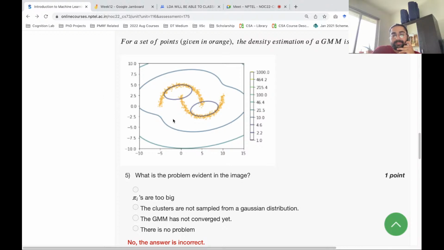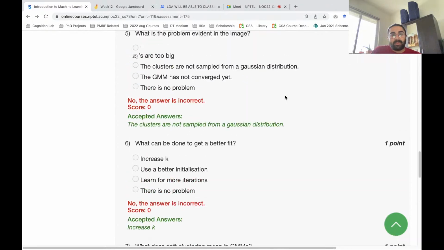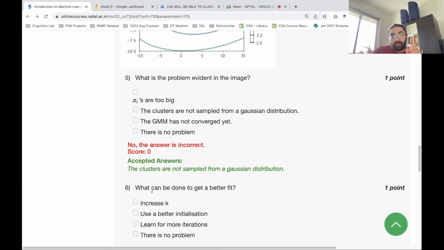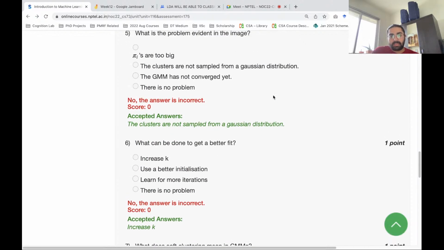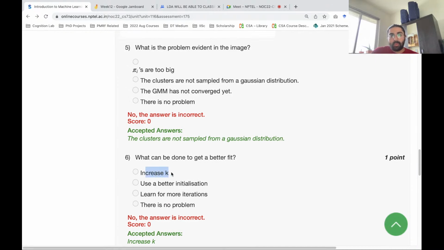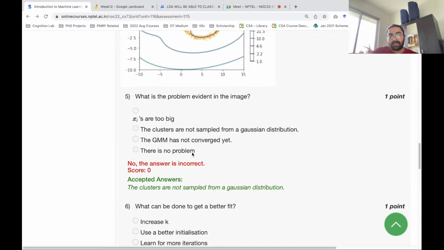Okay. Yeah. Sir, question 6. What can be done to get a better fit, right? We're not asking what all you can do to solve the problem. I want to use a Gaussian mixture model. So what can you do to get a better fit for this particular data set? If I were to increase k, how would that help? Any thoughts?